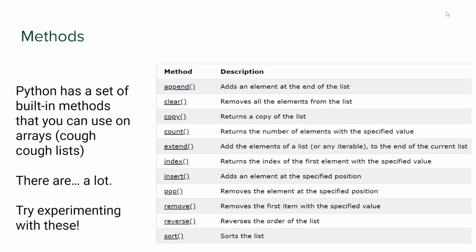Python has a set of built-in methods that you can use on arrays, lists actually, because we've been talking about lists and using list names. These are all list methods. They can be used on actual Python arrays with more complicated implementation methods, but usually we just use them for lists. There are a lot, so try experimenting with these. I'm not going to read them all out because you can see them on the slide, so pause the video if you need to. All of these methods you add by doing list name dot append, dot clear, dot copy, and so on. You have to have the brackets, because inside the brackets you might have to include a parameter, or maybe you don't. It depends on the context of the method.